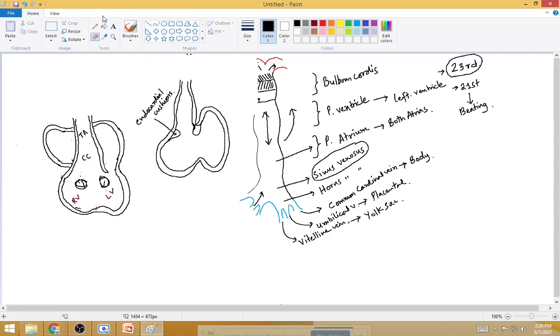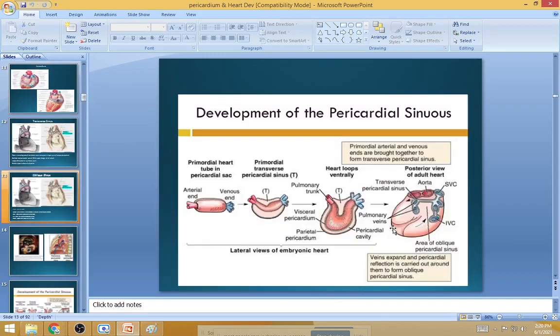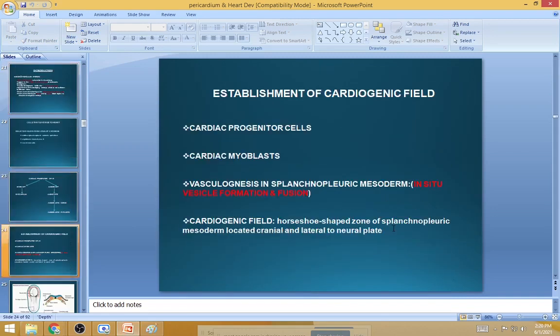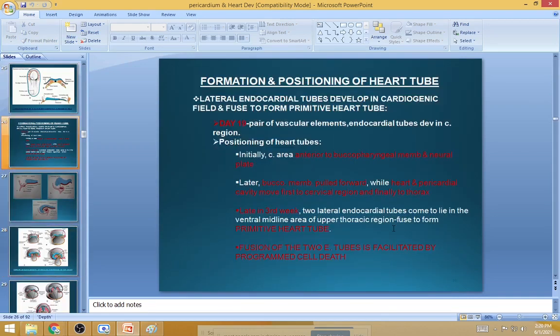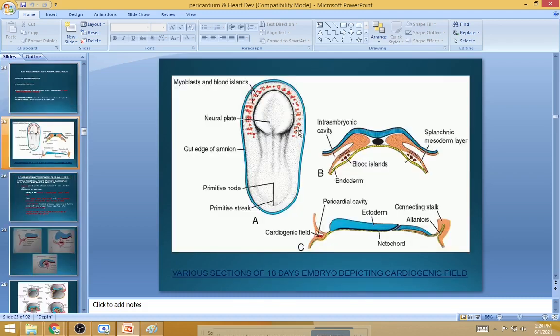So now I'll just show you the pictures of how this is happening. So if you remember, what was this? The cardiogenic field, where in the splanchnic layer of the lateral plate mesoderm the blood islands develop. Okay, these are the cardiac progenitor cells which develop into cardiac myocytes as well as the blood vessels.